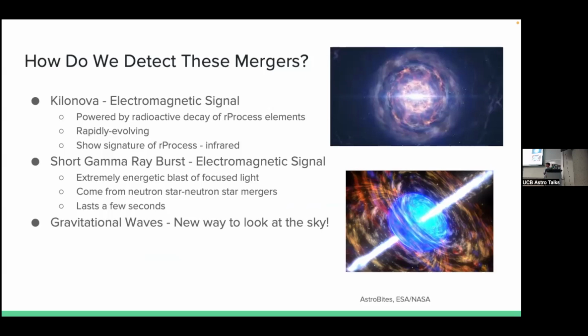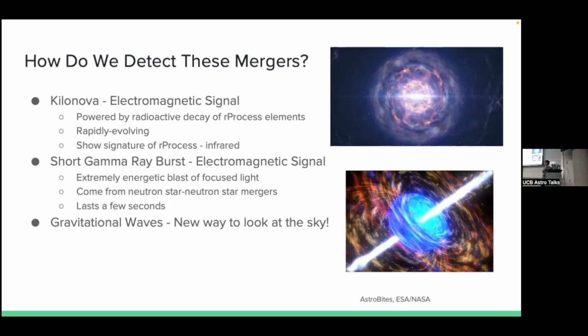And then also, because of all that radioactive decay, we would expect these things to show signs of the r-process, which is actually a large excess of infrared radiation. If anybody's curious, we can talk about it afterwards, because there are a lot of technical details that go into it. But at least for now, take my word that the r-process produces a lot of infrared light, the same stuff that snakes use to see their prey. So we have the kilonova signal, that's pretty good.